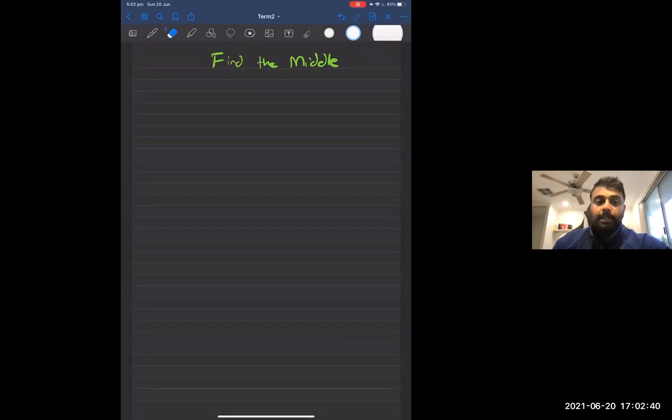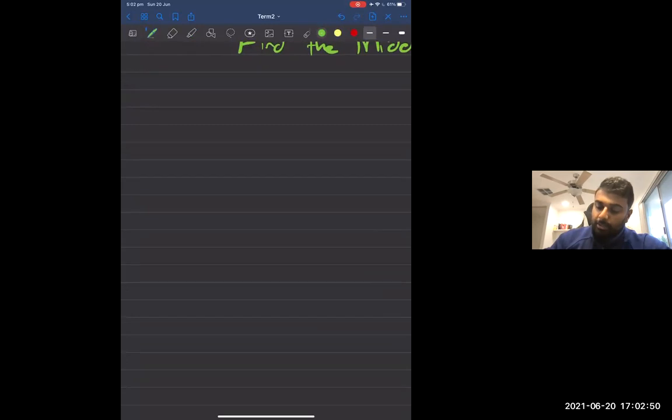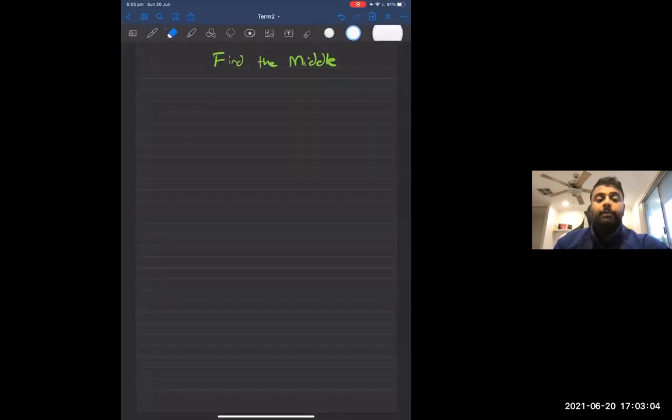Now, the way it would come up in the GATE test might be slightly different, but find the middle is a very popular question type in the UCAT test. Does anyone here know what the UCAT test is? The UCAT test is basically the entrance exam that you have to write before you go into medicine. The company that writes the UCAT test is the same company that writes your GATE test, your ACER test. And that company is called ACER.